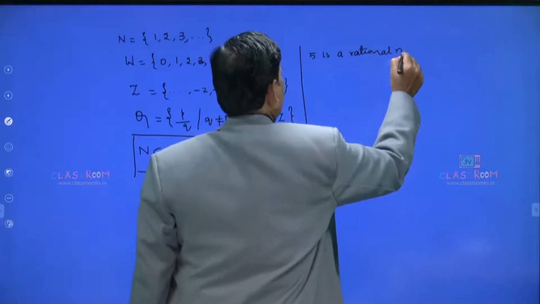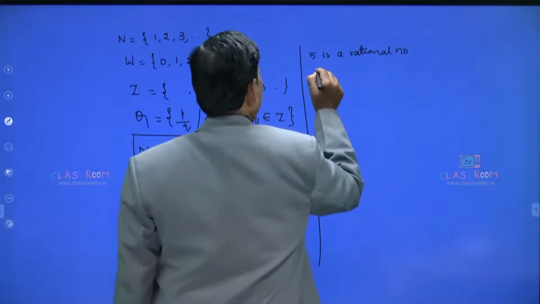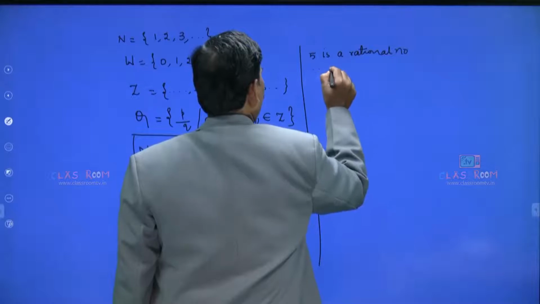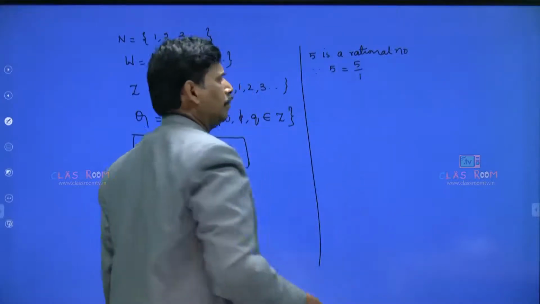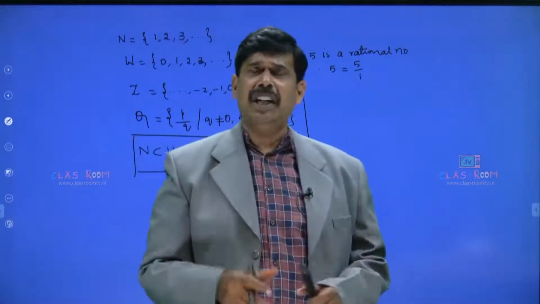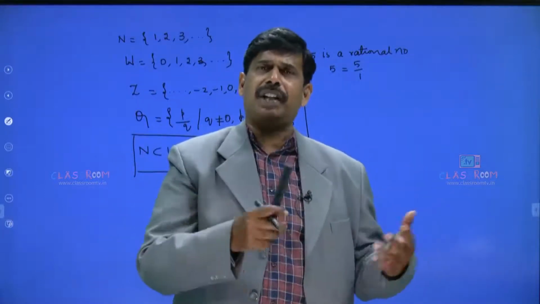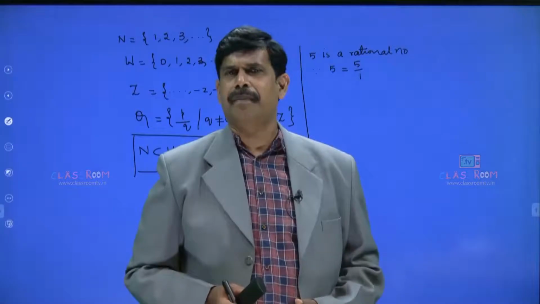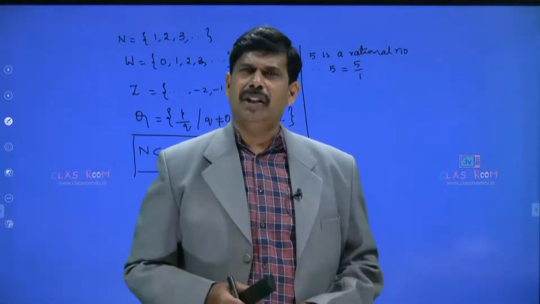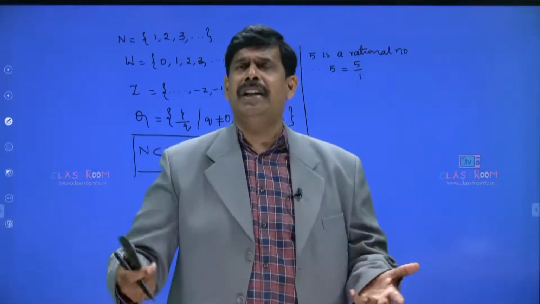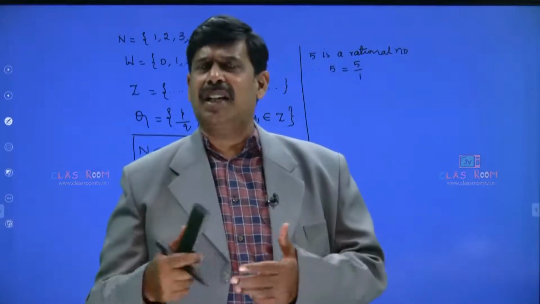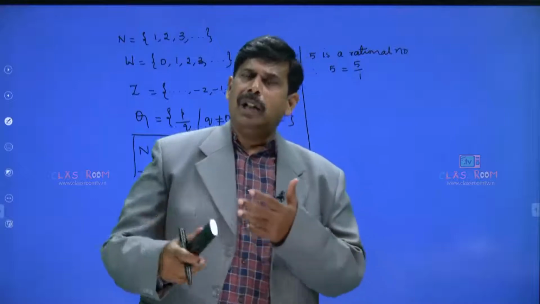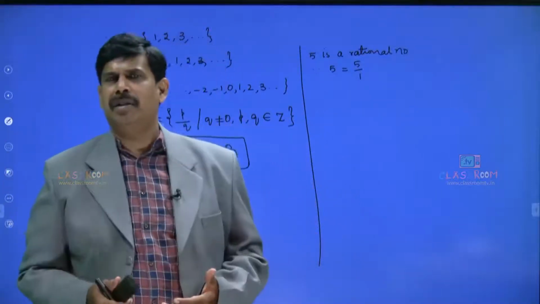5 is a rational number, since you can write it as 5 by 1. That means, does it mean that all rational numbers are also integers? 5 is a rational number and 5 is also an integer. That means, can we conclude? See, we just earlier concluded that all the integers are rational numbers.